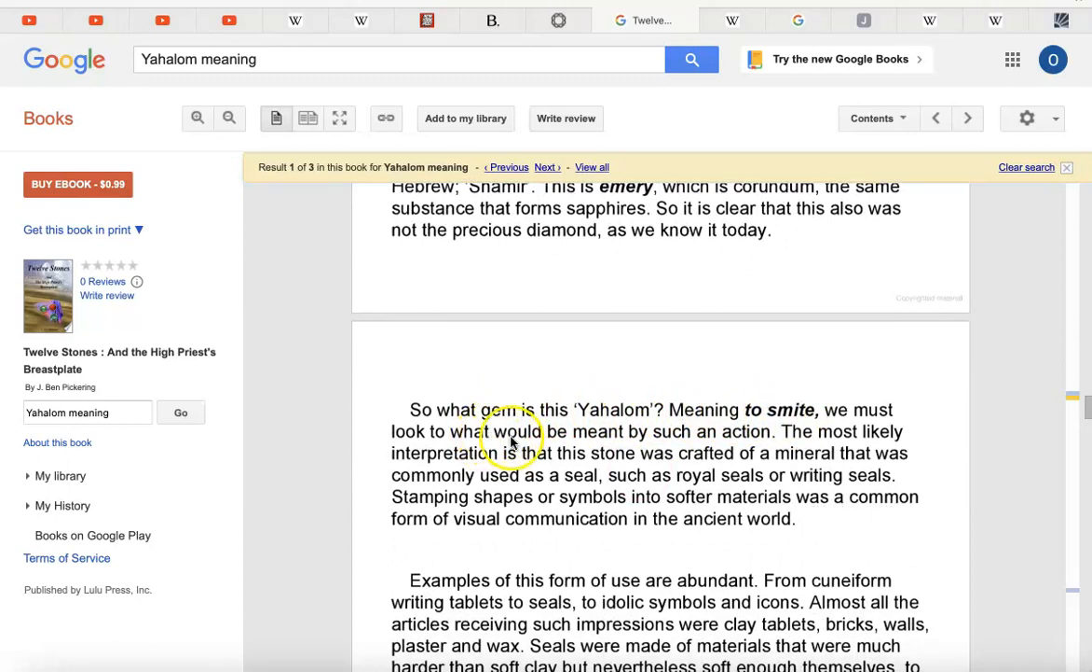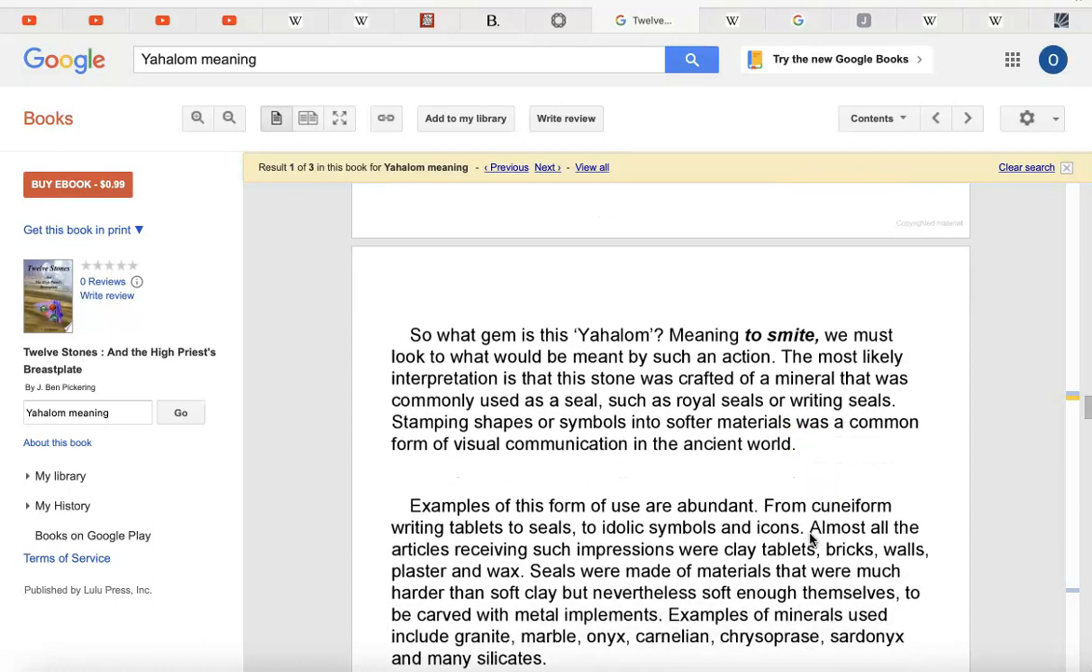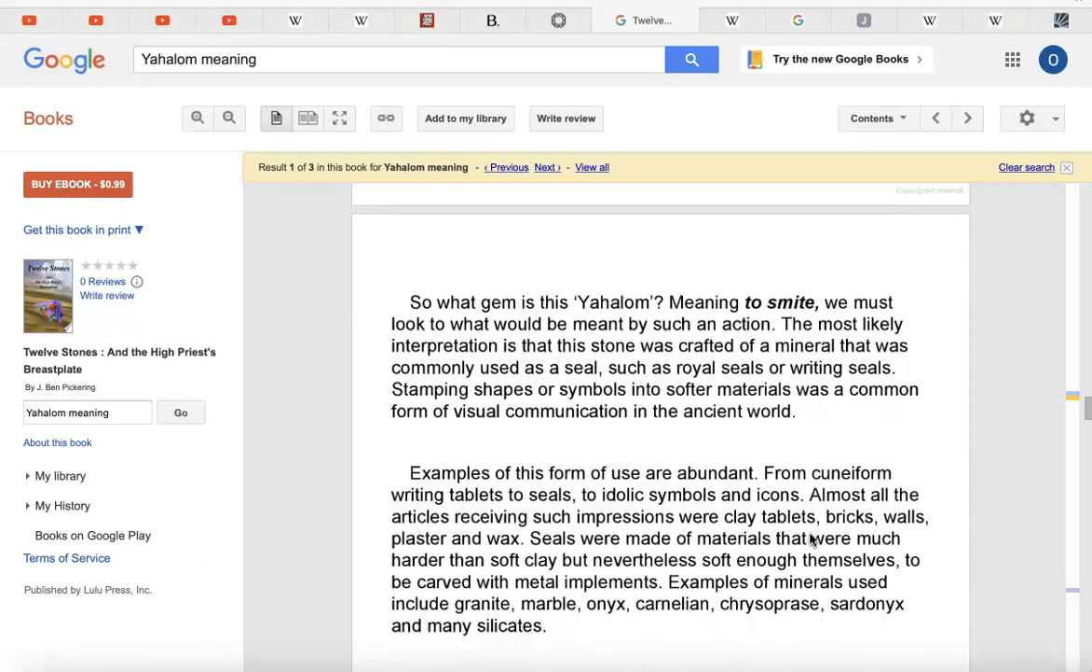We must look to what would be meant by such an action. The most likely interpretation is that this stone was crafted of a mineral that was commonly used as a seal, such as royal seals or writing seals. Stamping shapes or symbols into softer materials was a common form of visual communication in the ancient world. Yes, and we see that back in Mesopotamia with seal cylinders, stuff like that. It was a way of authenticating documents, basically.